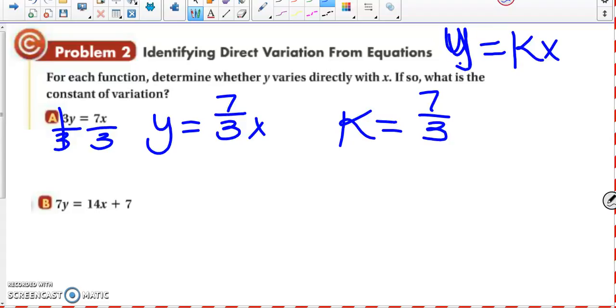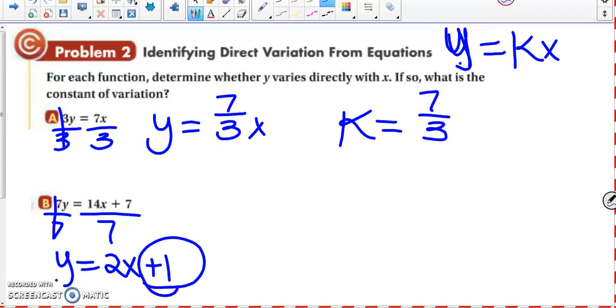Then we're going to try b. I'm once again going to solve for y. So I'm dividing by 7, and y is equal to 14x divided by 7, which is 2x. 7 divided by 7 is plus 1. y is equal to 2x plus 1. Since we have that plus 1, we are not in the same form, y is equal to kx. Therefore, y does not vary directly with x.